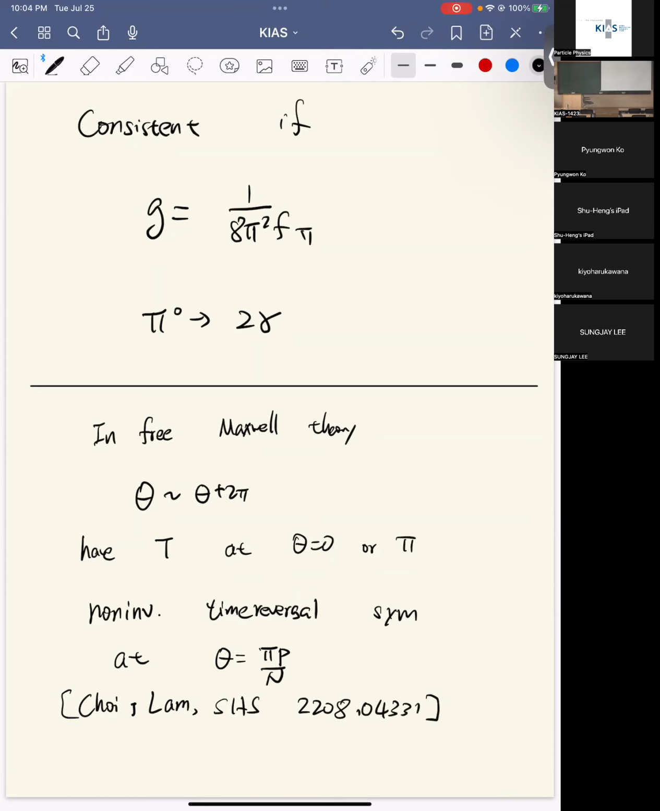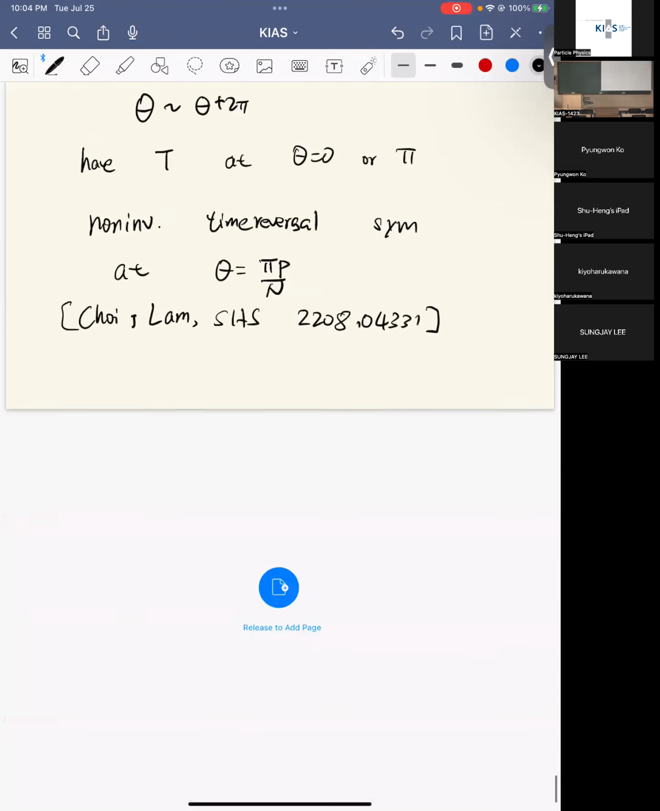And in particular, you can take P to be 1, N to be very large. So it means that on the theta angle circle of the free Maxwell theory, at these 2 points, 0 and pi, you have the invertible time reversal symmetry. But everywhere else, you actually have a non-invertible time reversal symmetry that's dense on the full theta angle.